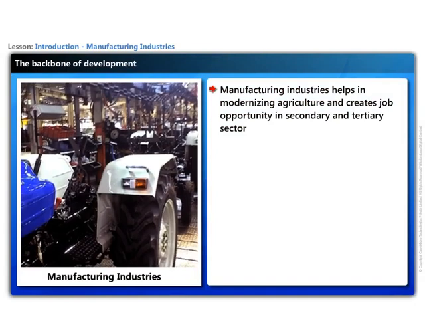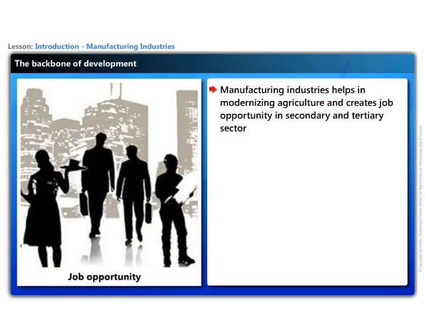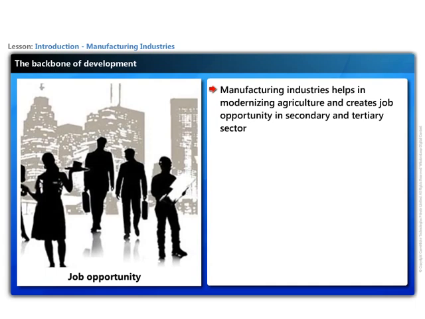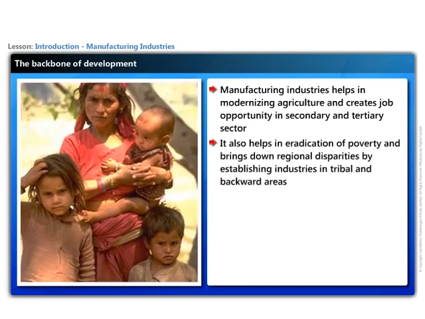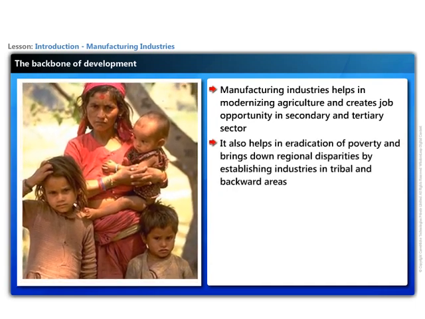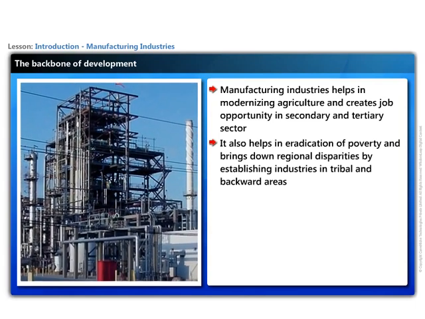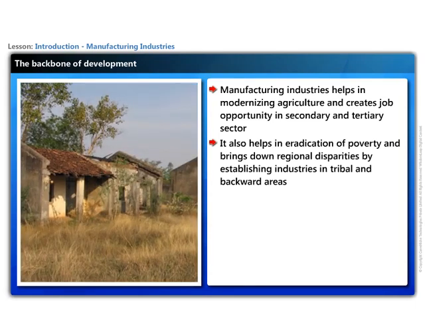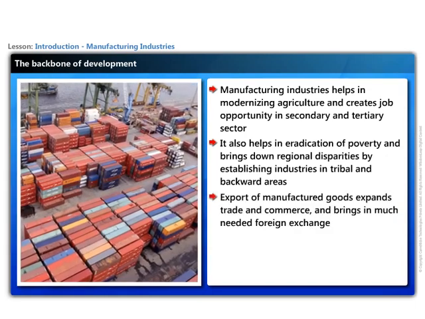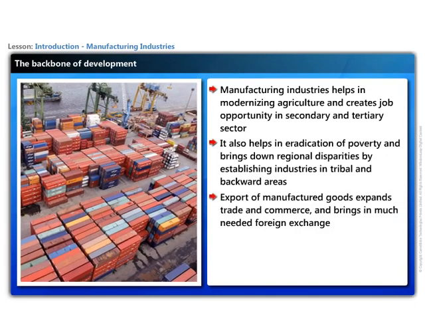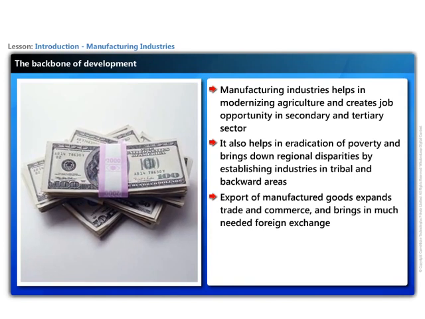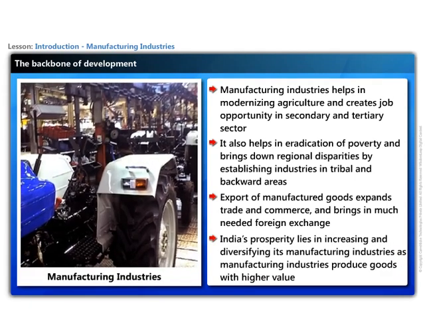Manufacturing industries help in modernizing agriculture and create job opportunities in secondary and tertiary sector. It also helps in eradication of poverty and brings down regional disparities by establishing industries in tribal and backward areas. Export of manufactured goods expands trade and commerce and brings in much needed foreign exchange. India's prosperity lies in increasing and diversifying its manufacturing industries, as manufacturing industries produce goods with higher value.